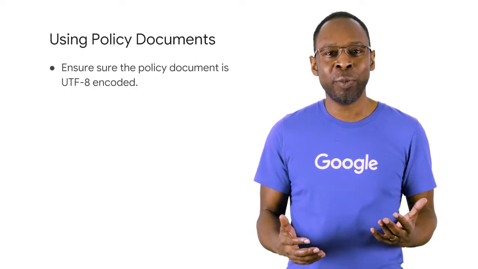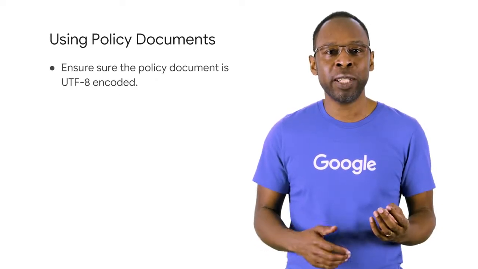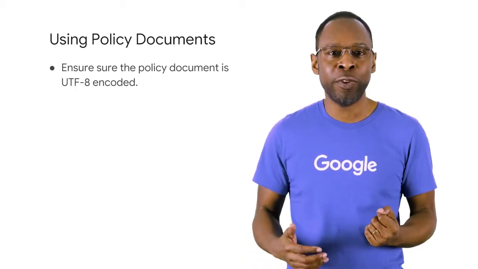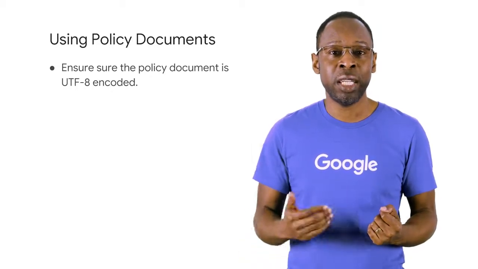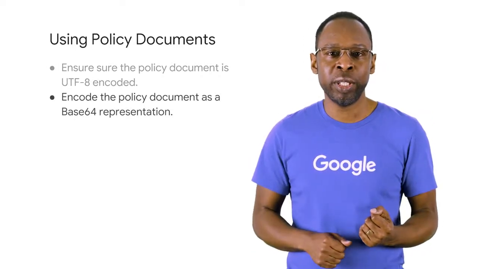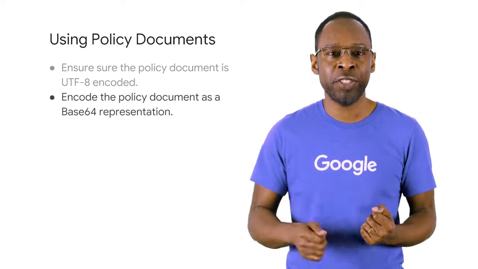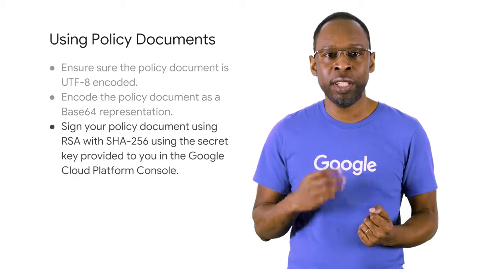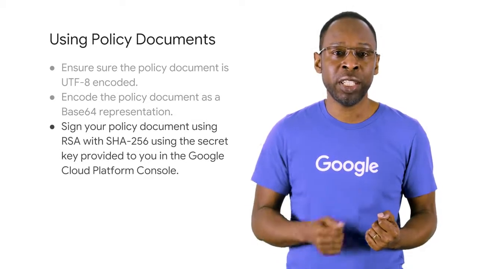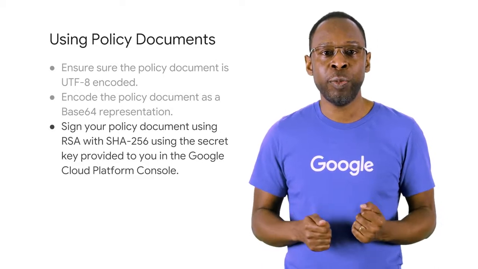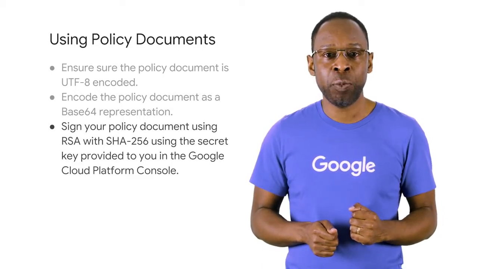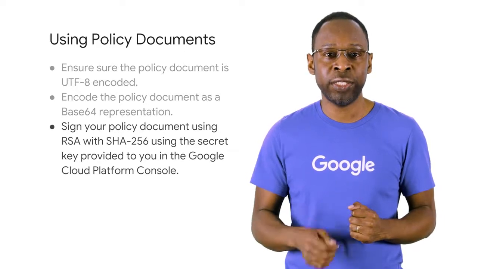Using a policy document for an HTML form post requires the following. First, create a policy document for your form, ensuring it is UTF-8 encoded. Second, encode the policy document as a base64 representation. Third, sign your policy document using RSA with SHA-256 encoding using the secret key provided to you in the Google Cloud Platform console. This step will then create a message digest.